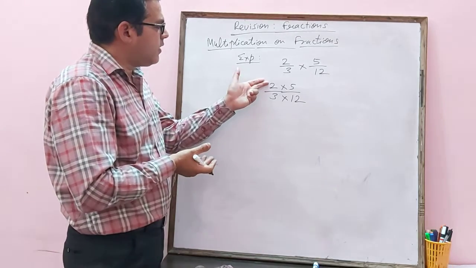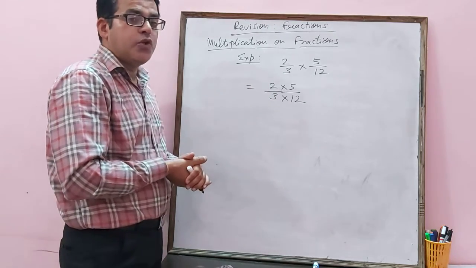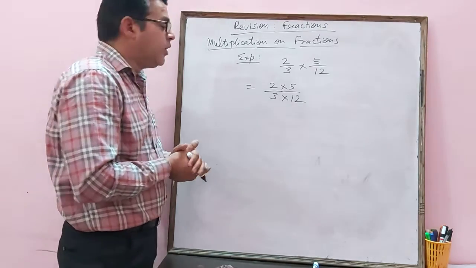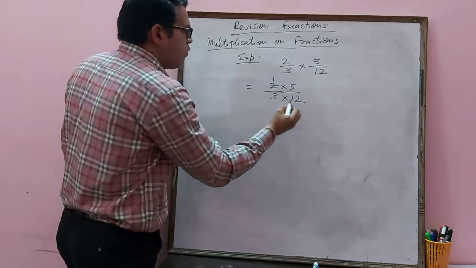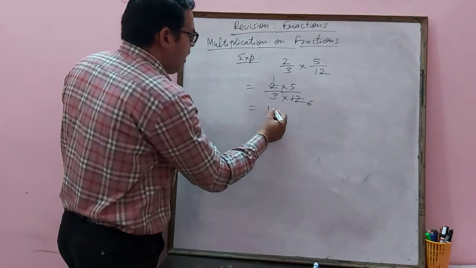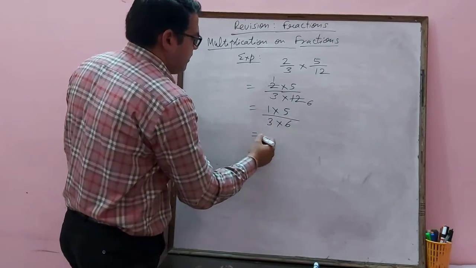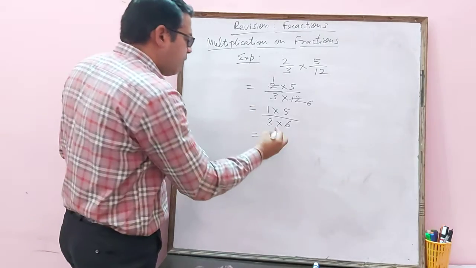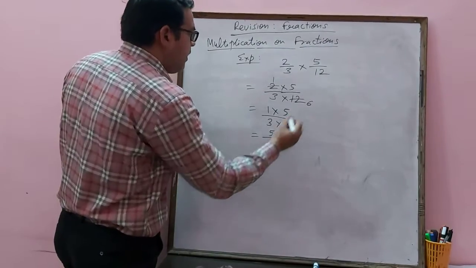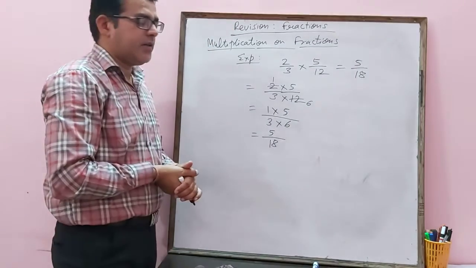So we can check this 2 and 12. We can see here there is a common factor. 2 is common. It means both the numbers are divisible by 2. So we can divide it. 2 1s are 2 and 2 6s are 12. We can divide like this. So what do we have here now? Here we have 1 and 5, and downside we have 3 and 6. Now 1 and 5 means 5, and 3 and 6, 3 6s are 18. So 5 by 18 after multiplying we have it.